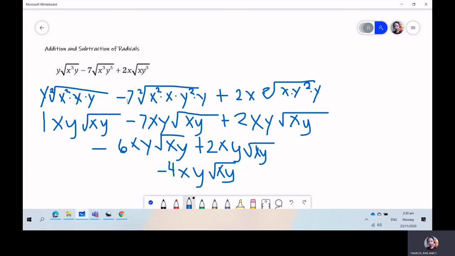The same goes with the negative 7. We have here the x squared and the y squared. They are both divisible by 2. That's why we have here x and y, square root of xy. The same goes with the other, 2xy square root of xy.